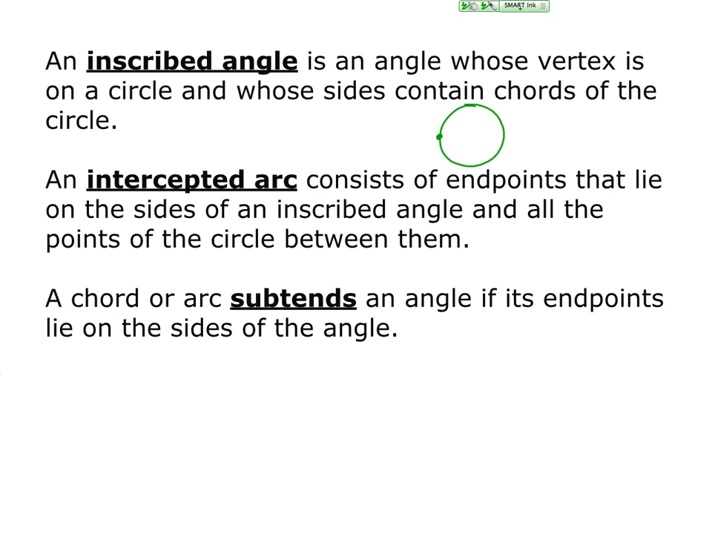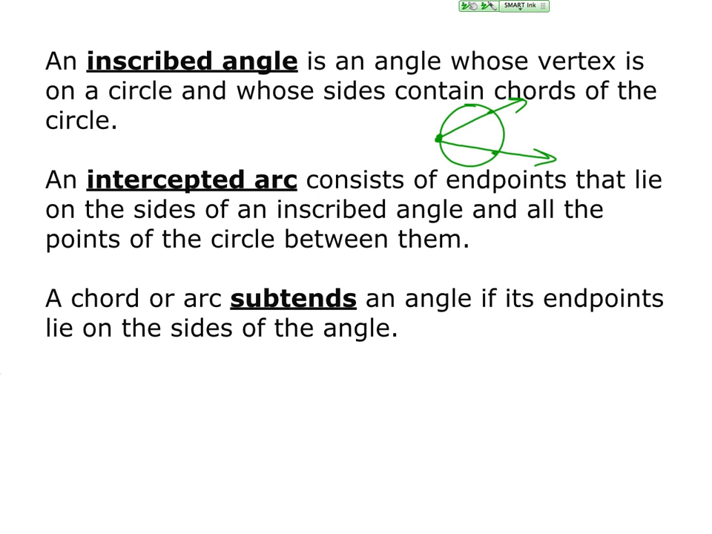The vertex is going to be here. What's a chord? It intersects the circle twice. Actually, the chord ends right on the circle, but our angle is going to go beyond it. So this type of a picture is what we're looking at. There are chords on each side there. So the vertex is on the circle, instead of type 1 where the vertex was in the center of the circle.